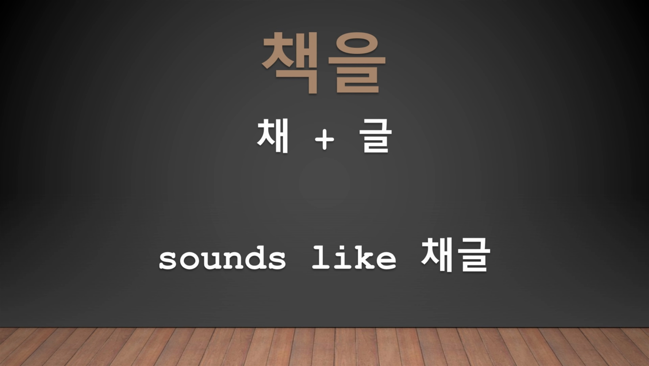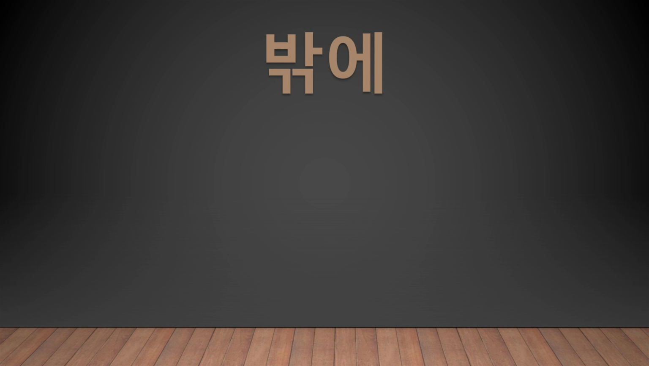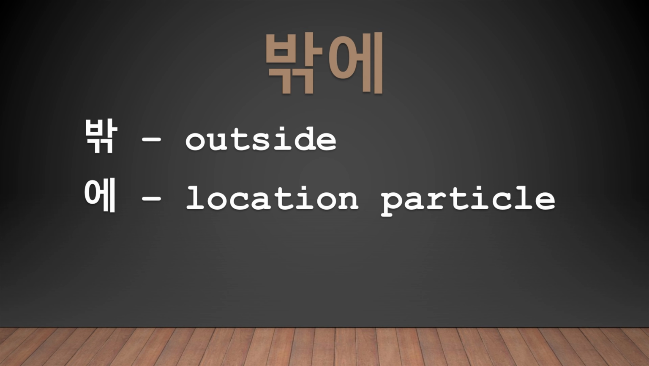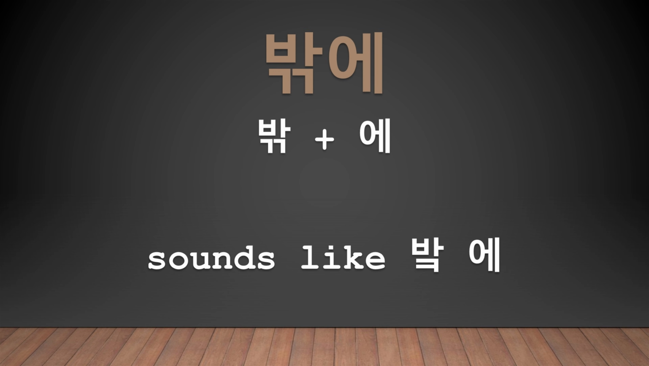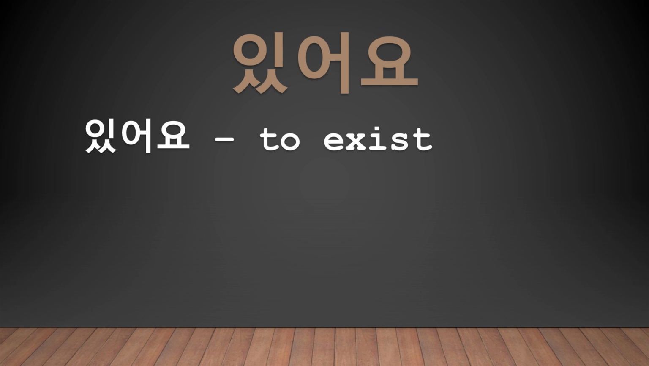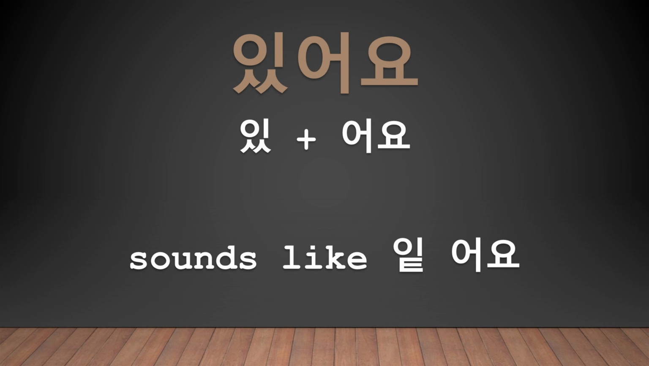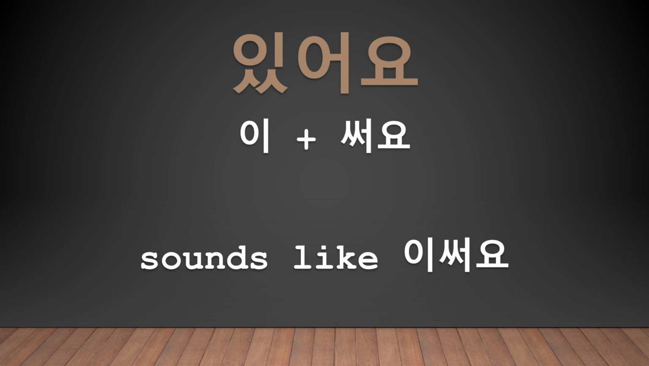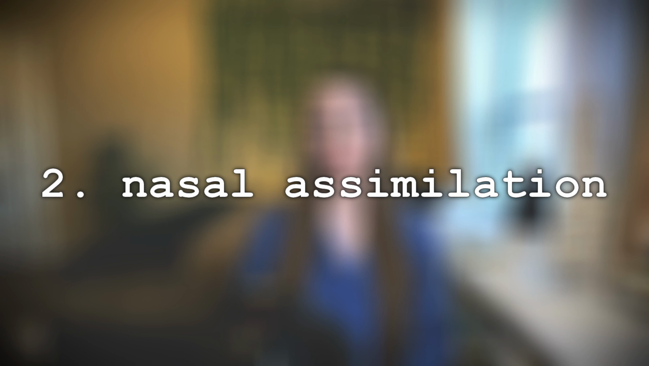A few other examples would be 밖에, 밖 meaning outside, and 에 being the location particle. So 밖 and 에. 밖에 is read as 바께. 있어요 meaning to exist. 있 and 어요, you wouldn't pronounce it as 읻어요. Since that doesn't have flow, it's read as 이써요. Resyllabification only pertains to syllables which have a final consonant and a silent ieung at the beginning of the following syllable. Now, rule number 2 is called nasal assimilation.